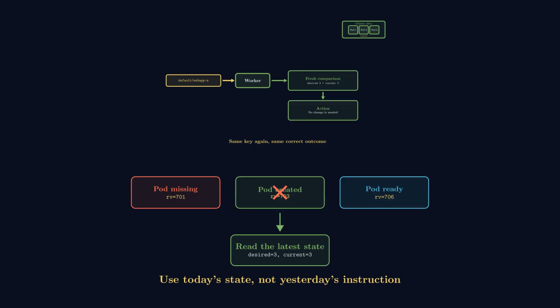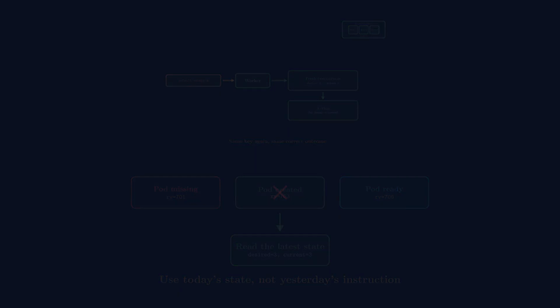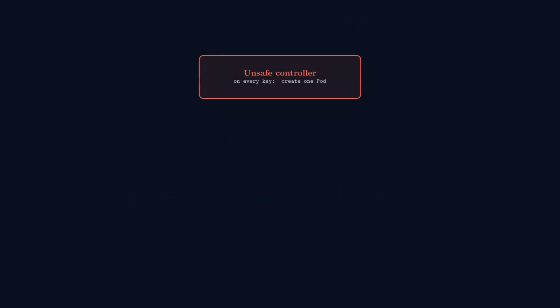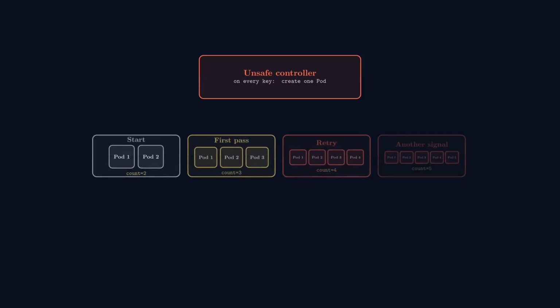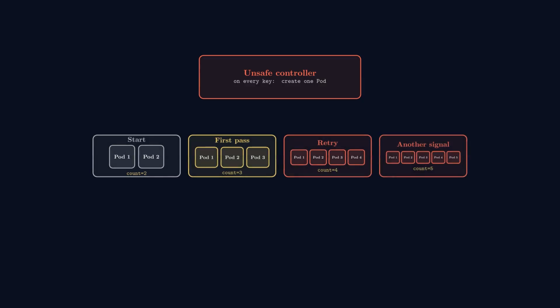Now look at the dangerous version. This controller receives web app A and immediately creates 1 pod. It never checks how many pods already exist. A retry creates another pod. A second notification creates another. The controller started with 2 pods and accidentally ended with 5.